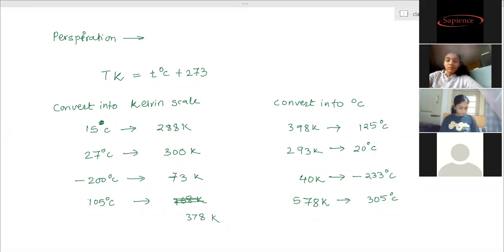Boiling point will increase with increased pressure. So water won't boil at 100 degrees Celsius. It will take more time.